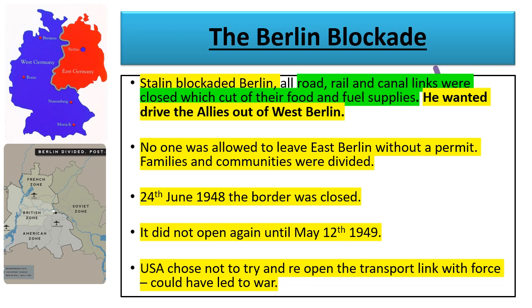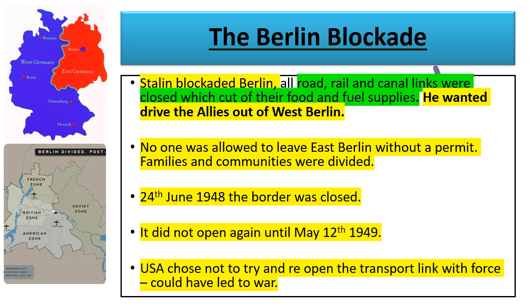On the 24th of June, 1948, Stalin decided that what he wanted to do was to drive the Allies out. So he took the decision on that day to close the border around West Berlin. Nobody was allowed to go from East Germany into West Berlin. Everything was closed. So every road was closed, every tramway, railway, footpath, bridleway, everything was shut, okay, overnight, and it stayed that way for another year. We'll look at why that ended a year later.